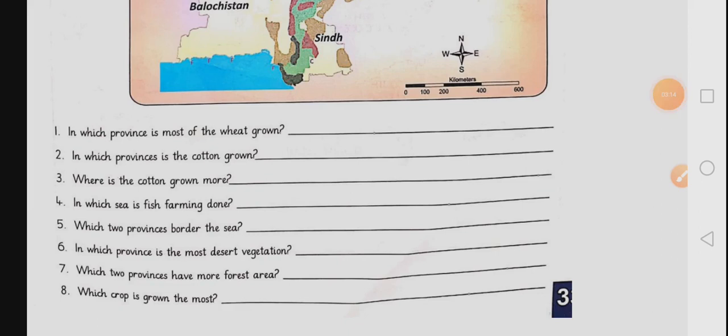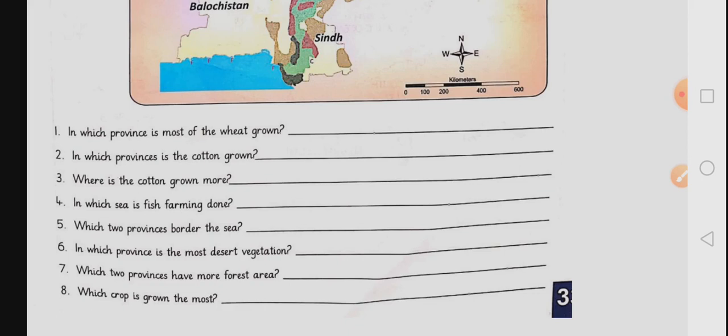The questions are given here. In which province is most of the wheat grown? We have seen it's Punjab. In which provinces is the cotton grown? The same area in which we grow the wheat in Rabi season, in the same area we grow cotton in the Kharif season, which is Punjab.